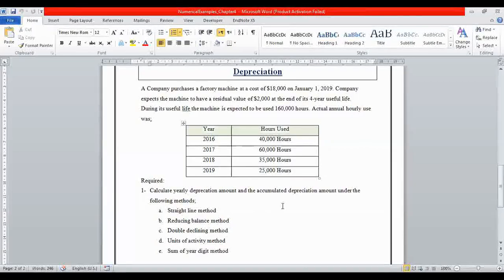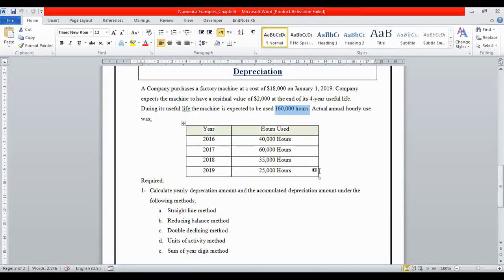A company purchases a factory machine at a cost of $18,000 in 2016. The company expects the machine to have a residual value of 2,000 at the end of its useful life, which is our N, 4 years. During its useful life, the machine is expected to be used for a total number of working hours of 160,000.